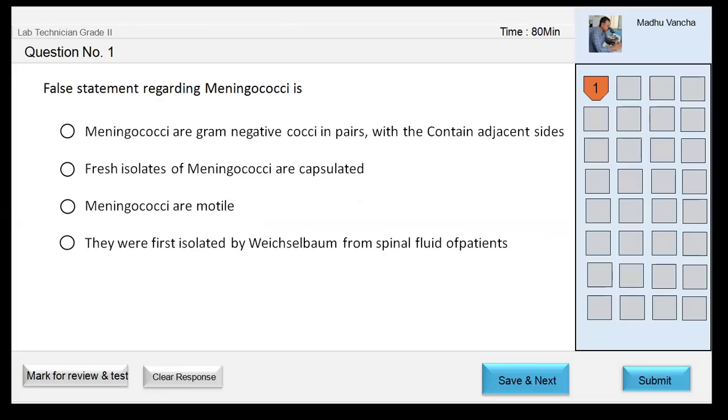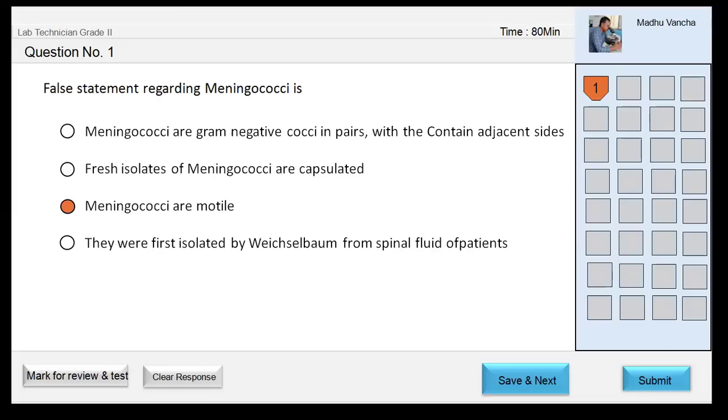Second option, fresh isolates of meningococci are capsulated. Third option, meningococci are motile. Fourth one, they were first isolated by Weichselbaum from the spinal fluid of the patient. So here the right answer is option 3, meningococci are motile. So that is false.